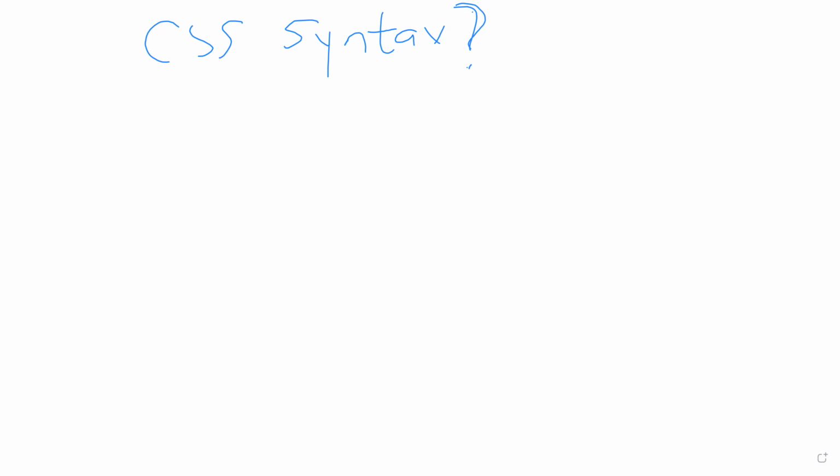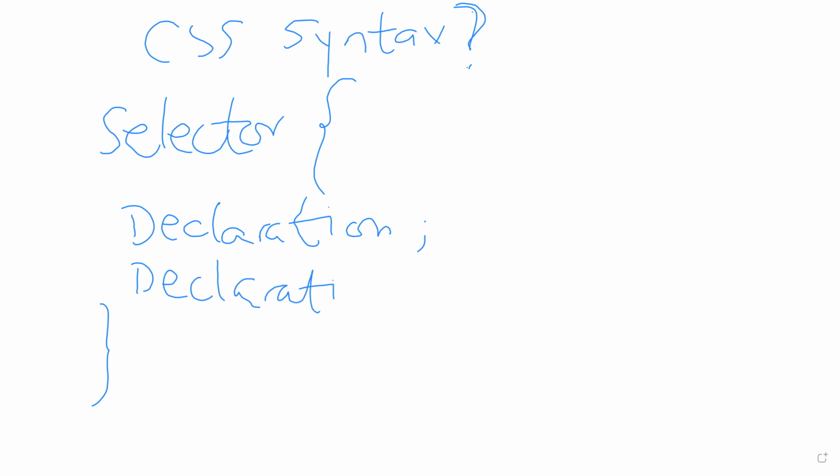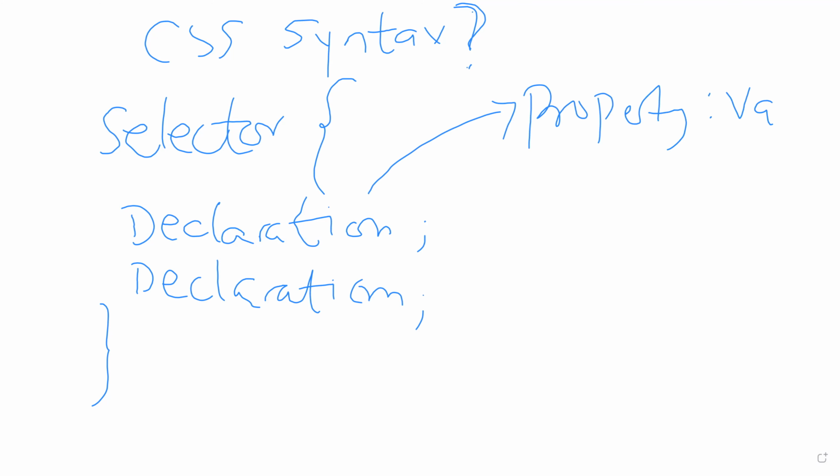Okay, thank you. So the CSS syntax is there must be a selector, then your curly braces, then declaration. And you can have multiple declarations separated by a semicolon. So I can have another declaration here. And this declaration consists of two things: the property, separated by a colon, and its value. So in other words, this declaration is a combination of property and its value.